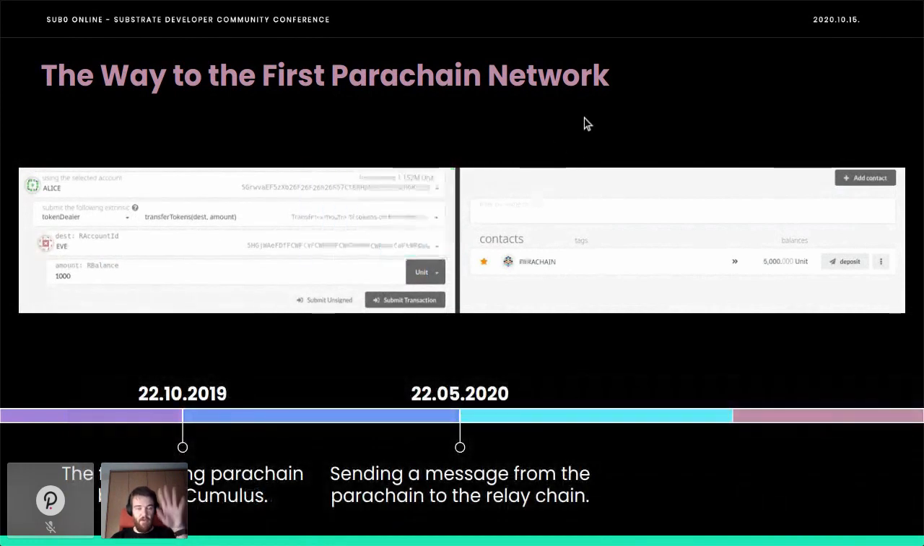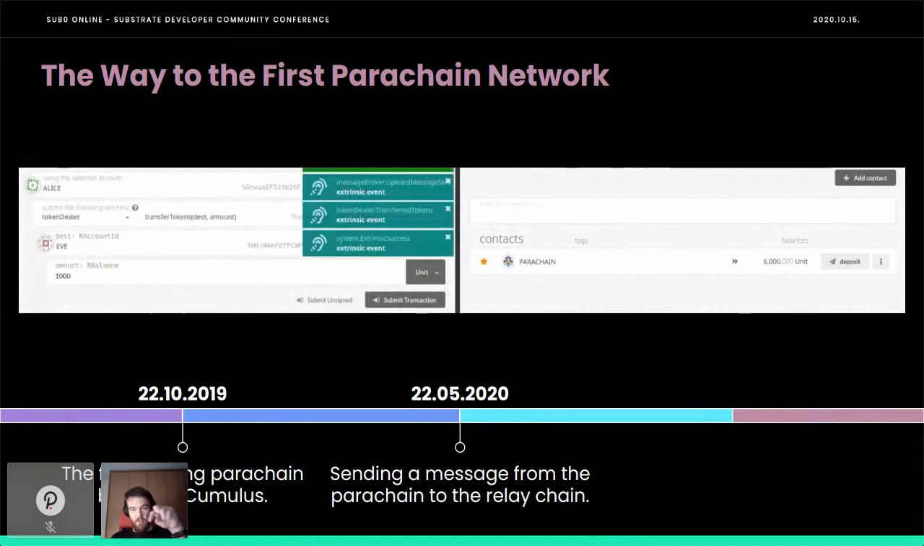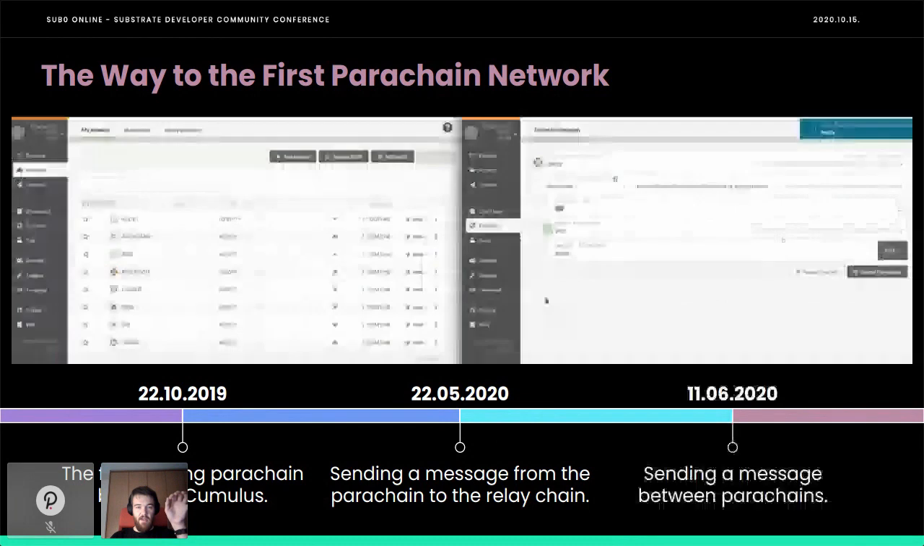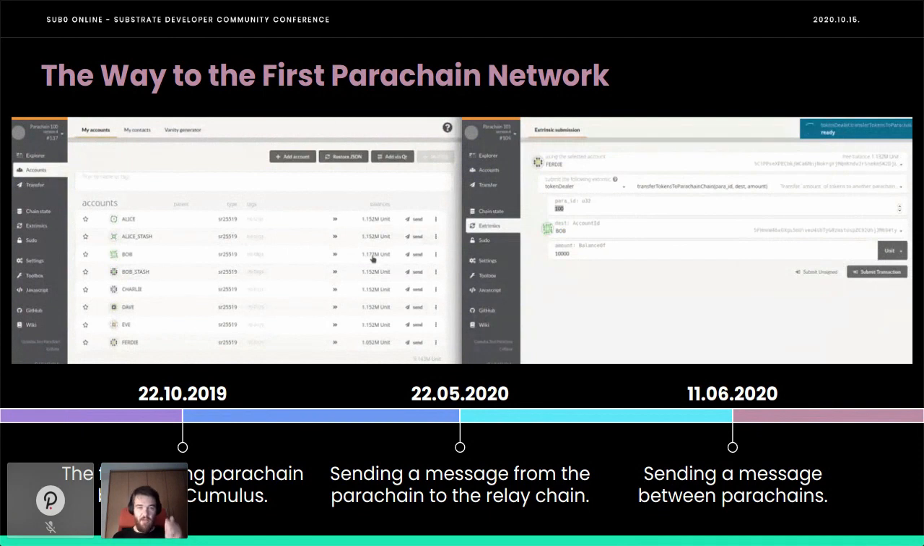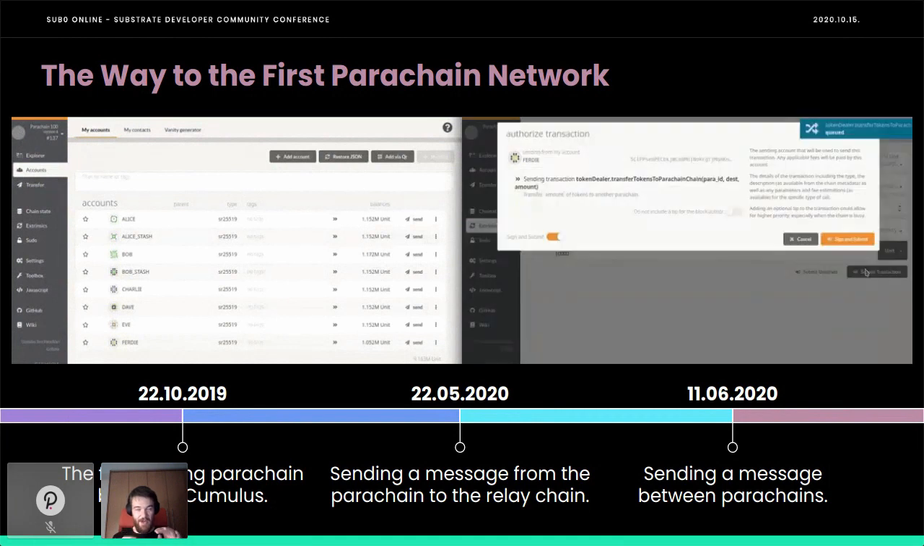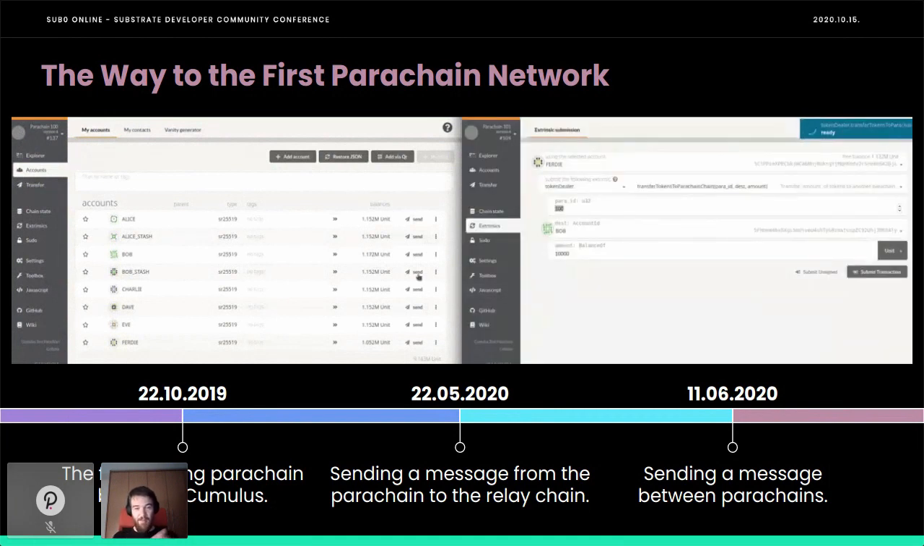So we could transfer a token from the Parachain to the relay chain. Sorry. And after that, the next step was sending messages between Parachains. That means you could send a message from Parachain A to Parachain B. That is shown here. So that was the rough timeline from the first running Cumulus Parachain to sending messages between them.